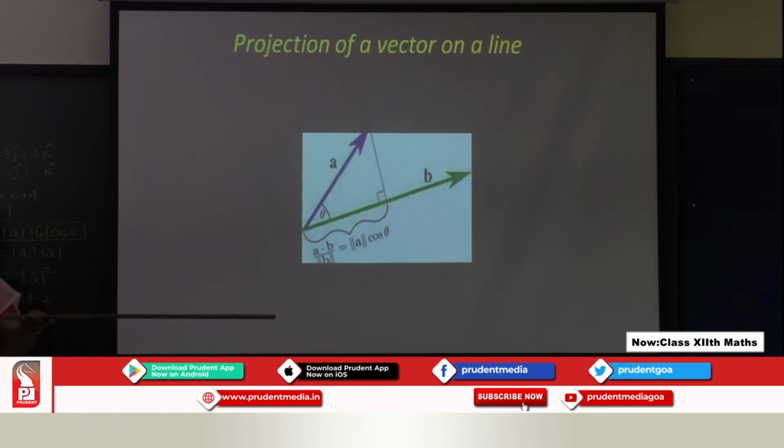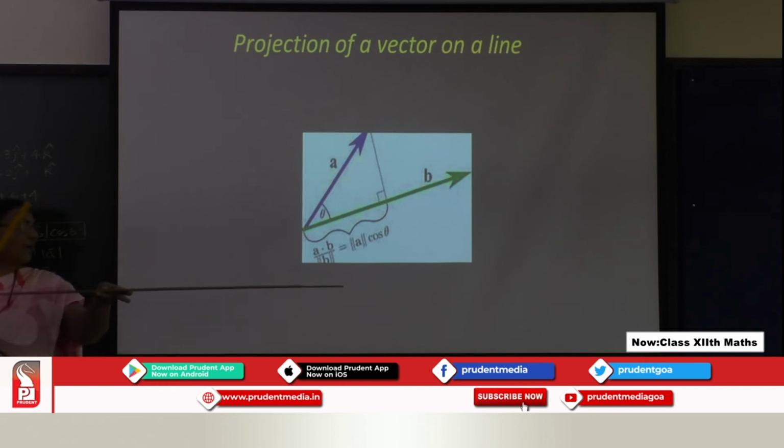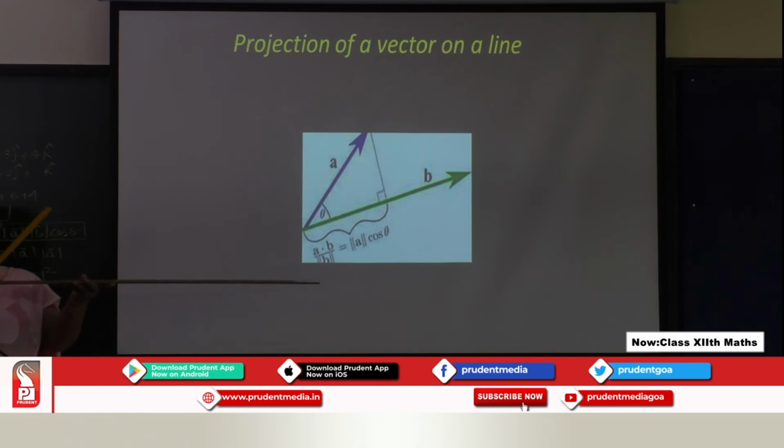So see here, this is a line and this is A bar. This is the projection on this vector. The projection has applications in our daily life also. Many times we see this type of projection in our houses and so on. So that is the projection of a vector on a line.